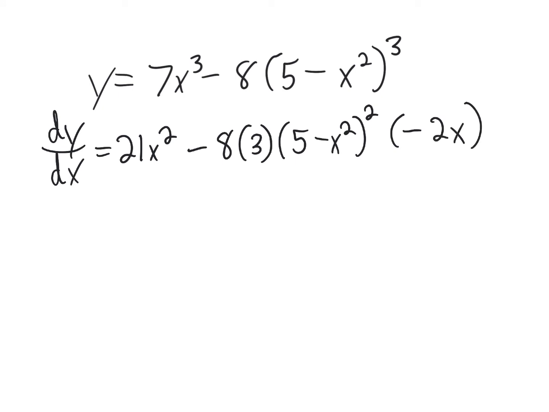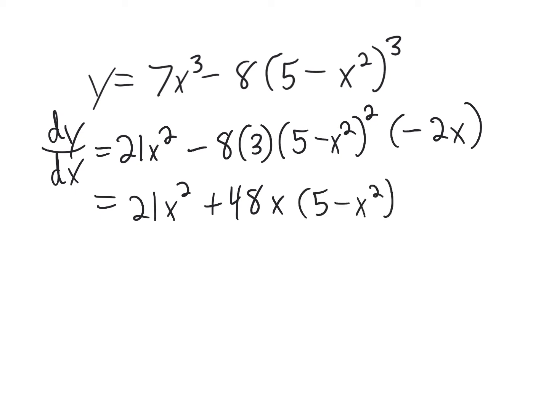The other big mistake on this one would be forgetting the negative when you take the derivative of the inside. That's negative 2x. Now we need to simplify. 8 times 3 times negative 2 gives us 48. It's now positive. And that would be our final answer.